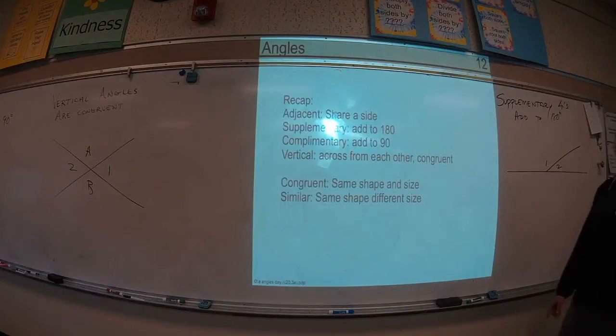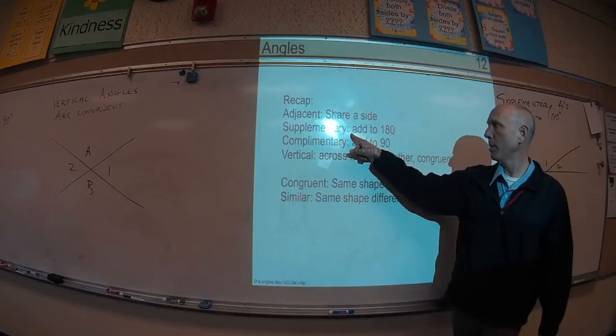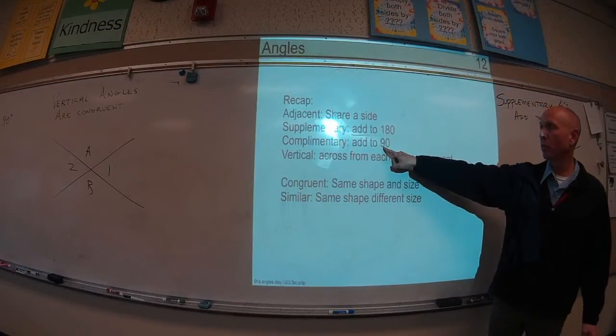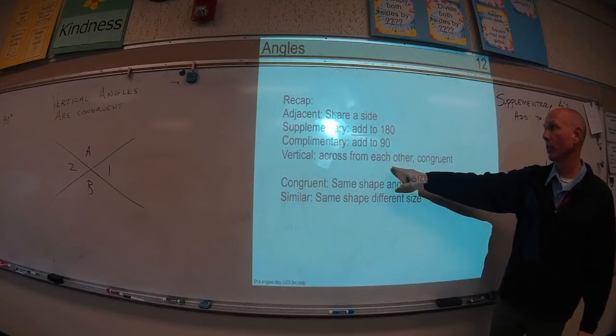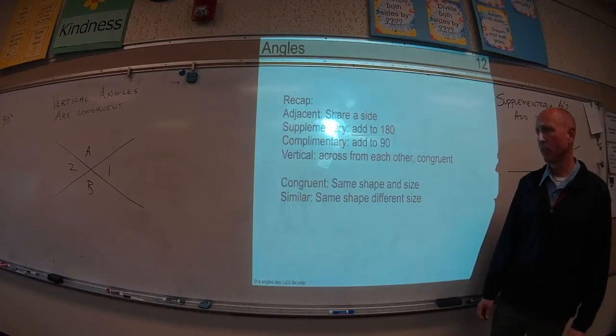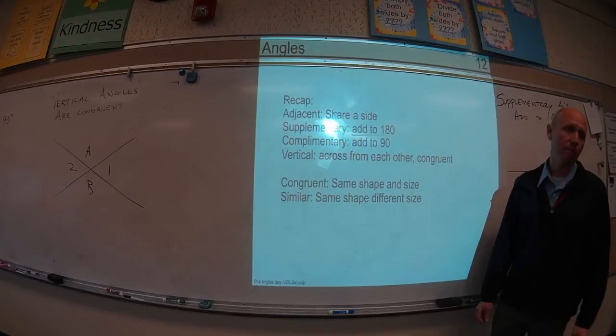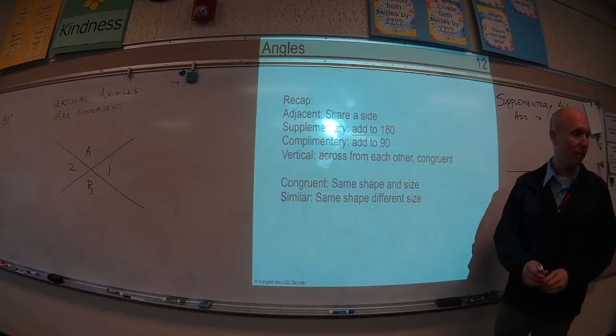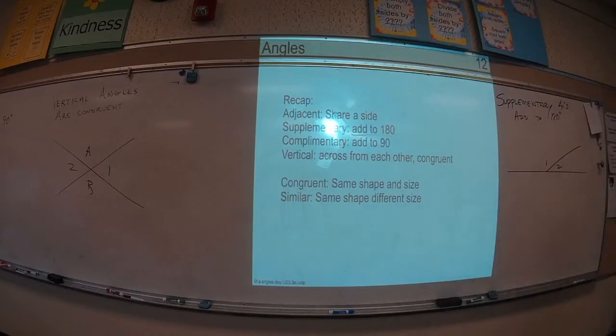Cool. So what did we learn? This is our recap. Adjacent, share a side. Supplementary, add to 180. Complementary, add to 90. Vertical, across from each other. Congruent, same shape and size. Similar, same shape, different size. That's because we're doing 2 lessons today. Let's go on to the next one, transversals.